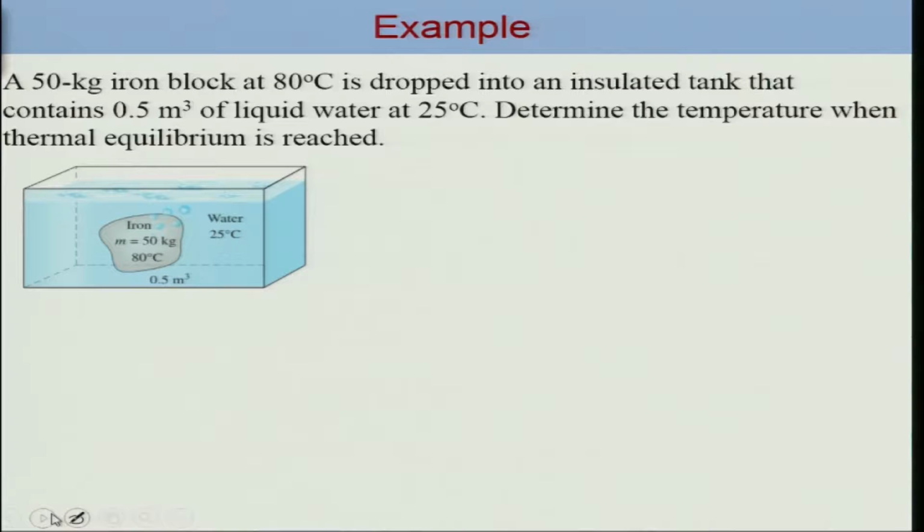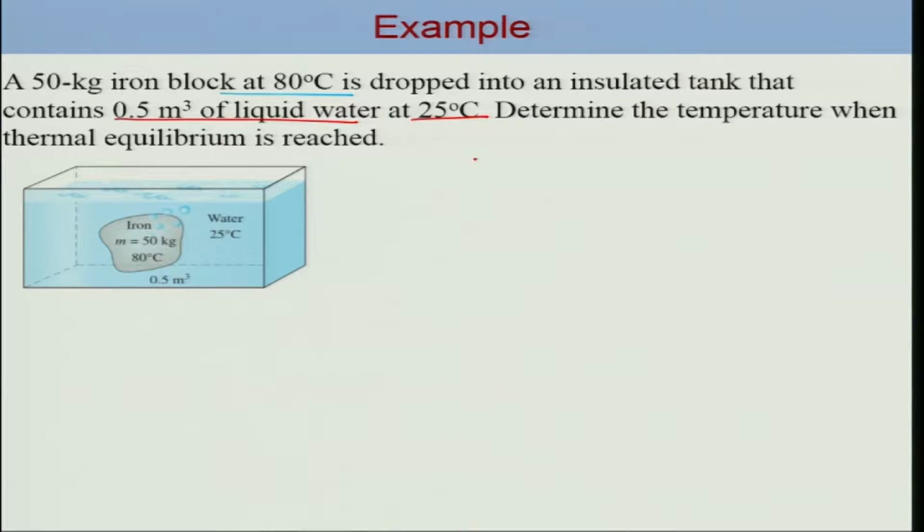This is an example of a 50 kg iron block at 80 degrees Celsius, which is dropped in an insulated tank that contains 0.5 meter cube of liquid water at 25 degrees Celsius. The iron block is placed in the water, which was at a lower temperature, and the whole tank is insulated. You have to find the final temperature of the system. Let's look at how we're going to solve it.